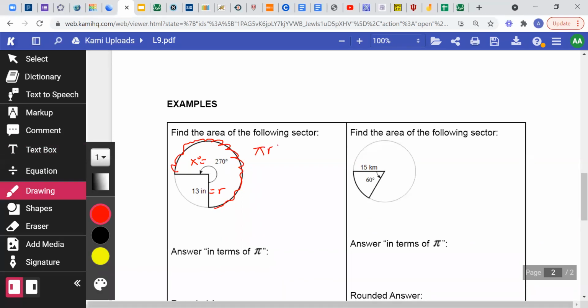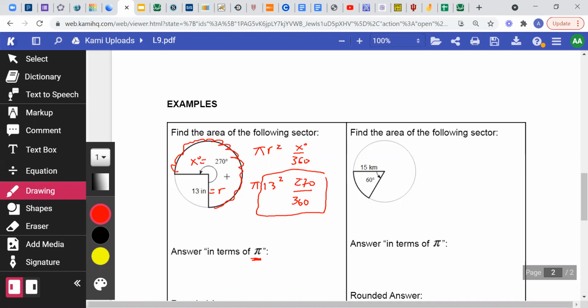pi r squared times x naught over 360. And pi is what we know it to be. R here is 13, but you need to square it and then multiply. Your x naught is 270, then divide by 360. And since the question said to do it in pi form, it means you only need to calculate these numbers. Leave pi by the side.